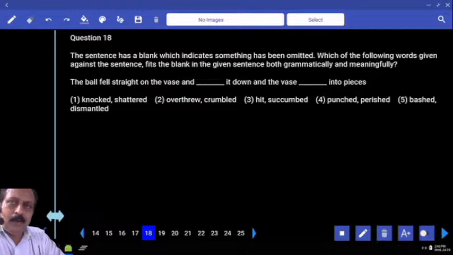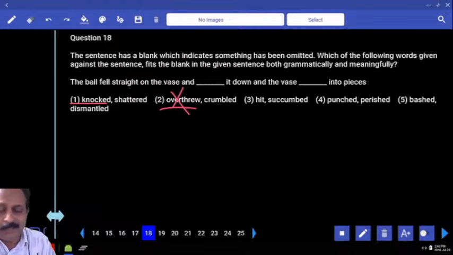The ball fell straight on the vase. You can say vase, you can say vase, both are correct. And did what? Knocked it down, you can consider. Overthrew, can the ball overthrow? We throw the ball, the ball doesn't throw, so mark it wrong. Hit, you can consider. Punch, we punch, the ball does not punch, so mark it wrong. And bash, one of the meanings is hit. Another meaning, birthday bash means what? Enjoy. New Year bash, enjoy, party.